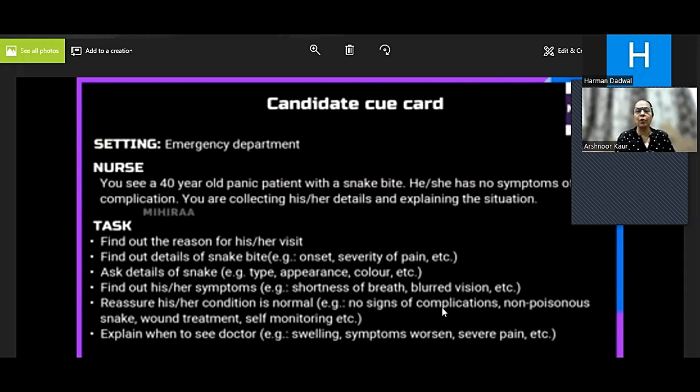I'm going to start with the new role play, that is of snake bite. This could be common for both the professionals, that is doctors and nurses. But particularly, I'm taking the nurse role play today.